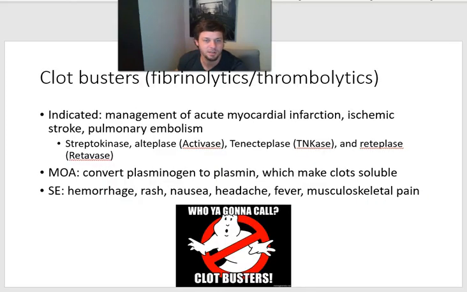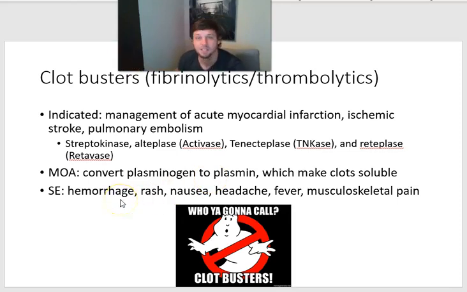Lastly, we will talk about clot busters. These are your fibrinolytics and your thrombolytics, and they're used in the management of acute myocardial infarctions, ischemic strokes, and pulmonary embolisms. Streptokinase is kind of the go-to for this. We have some newer ones like alteplase, TNKase. Mechanism of action is they convert plasminogen to plasmin, which then dissolves the clot.